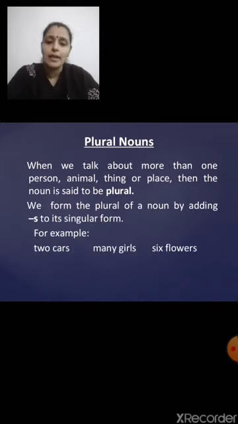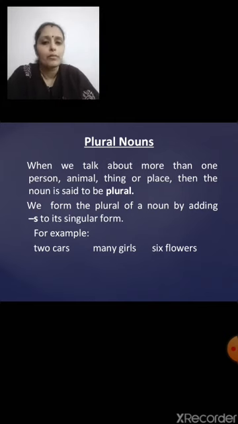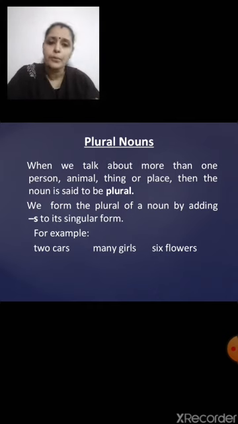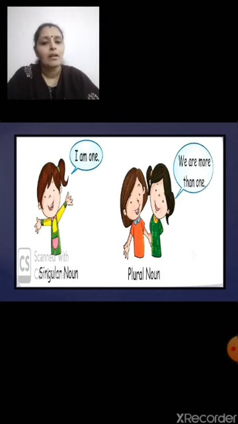But when we talk about many things, many people, many animals or many places, then that becomes a plural. So when we talk about more than one person, animal, place or thing, then the noun is said to be a plural noun. We normally form the plural of a noun by adding s to its singular form, right? So we saw in singular, one car, one girl, one flower. In plural, we add s to it. So it becomes two cars, many girls, six flowers, many pens, many boys. So when I'm talking about one, it is a singular noun. And when I'm talking about more than one, about many, it becomes a plural.